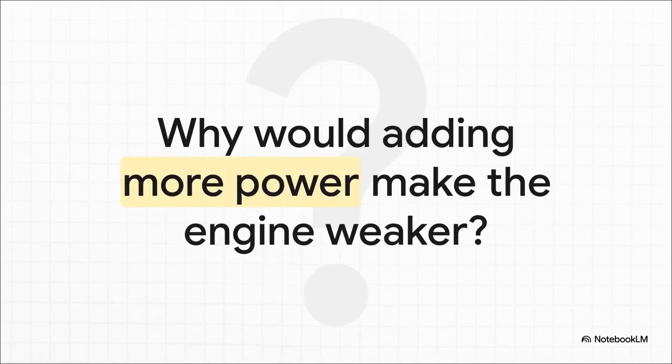This was a total mystery. It just didn't make sense. You're giving the model more layers, more capacity to learn, but the learning signal itself is getting lost in the process. Why would adding more horsepower to the engine actually make it weaker?